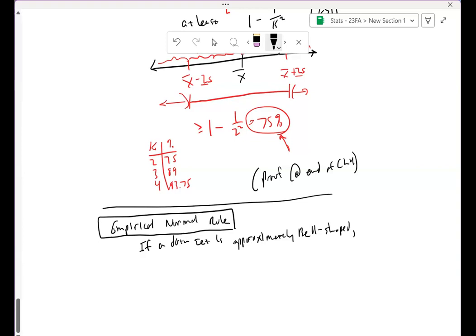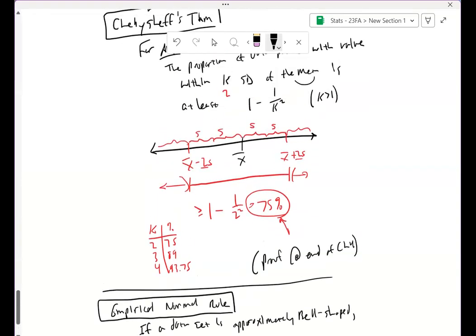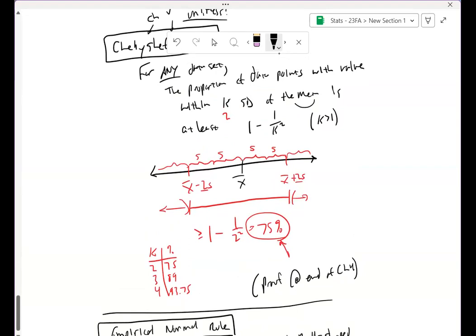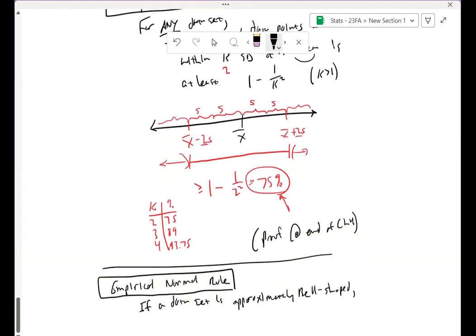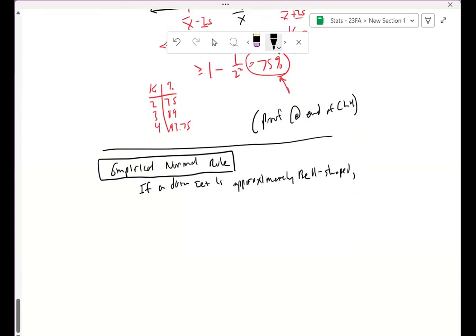It says, if a data set is approximately bell-shaped, note that Chebyshev works for any data set. It could be bimodal, it could be crazy looking. For any data set, Chebyshev's works. But for the empirical normal rule, we need approximately bell-shaped data. When we talked about distributions, we said bell-shaped data actually comes up quite often. So we can use this quite often, but we do have a condition here. So we want to check this. We want to have an idea of whether or not our data set is bell-shaped. And if we think that it is approximately bell-shaped, we can then apply the following conclusion.